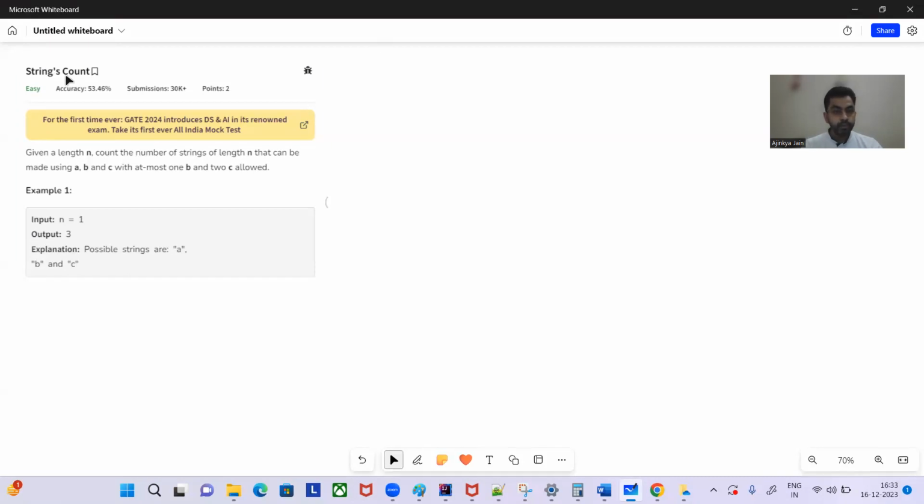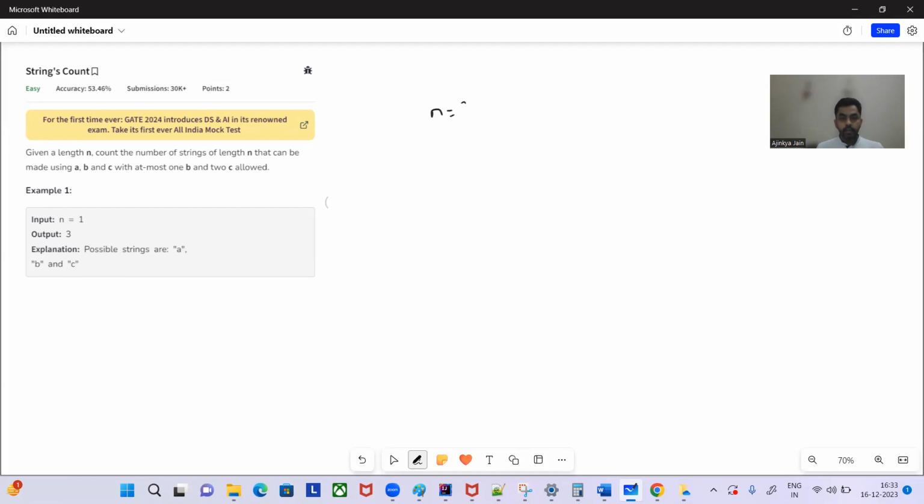Strings count. Let's see what the problem has to say. Given a length n, count the number of strings of length n that can be made using A, B, and C with at most one B and two C allowed. So what the problem is trying to say is, let's say n will be the input.